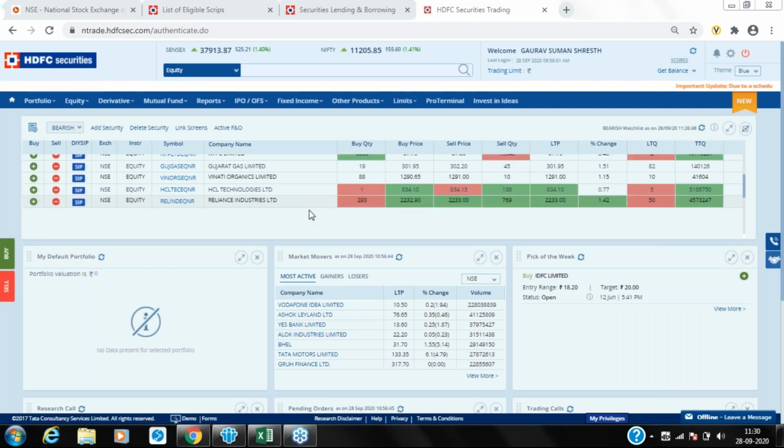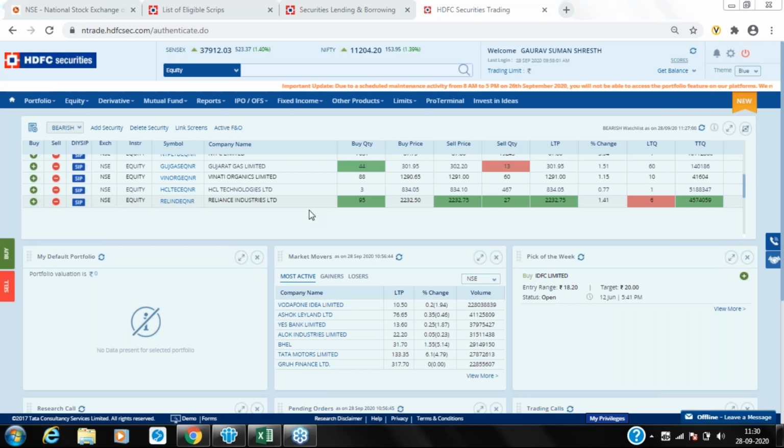Sanjita Ghosh has a question. Can we put a sale order on a positional stock? Is it active till it is executed, or is it cancelled at the end of the day? Sanjita Ghosh, it will get cancelled at the end of the day.